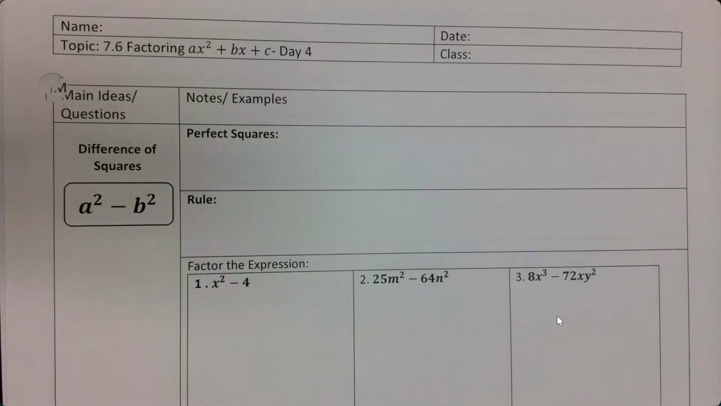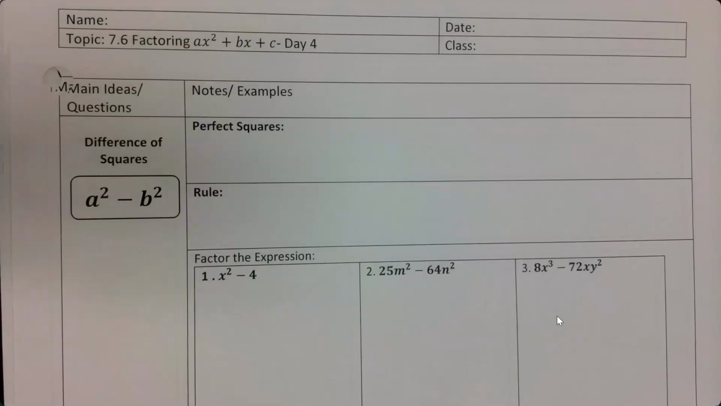So the last thing we're focusing on this chapter is difference of squares. This is when I have two perfect squares being subtracted from each other and no middle terms. What are my perfect squares in general? So what numbers are perfect squares?